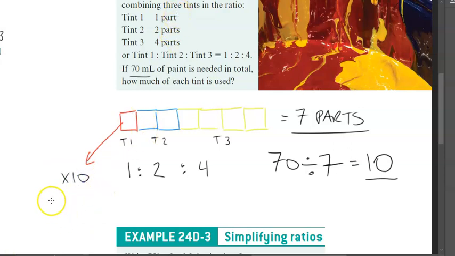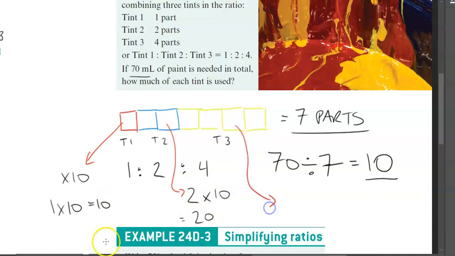So 1 part times 10 is just going to equal 10. This one here, 2 parts, we're going to multiply this one by 2. So 2 times 10 parts, this is equal to 20. And the last one, 4 parts, I'm going to get 4 parts.